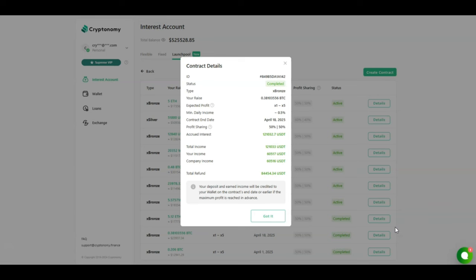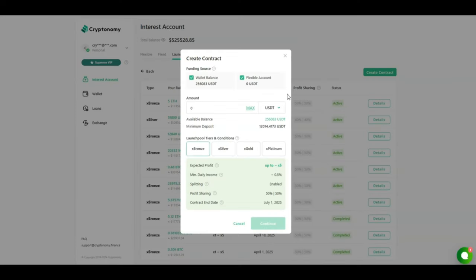And the same thing happened with my second contract. As you can see, it completed within 2 months with an income of 121,000 USDT divided by 2, which is a 50-50 split. I received 60,000 USDT. And the same happened with my third contract. It completed within 2 months because I achieved the maximum profit. As you can see, I accrued 117,000 USDT and my income was 58,972, which is a 50-50 split between myself and the company, which is easily a 3-4x.